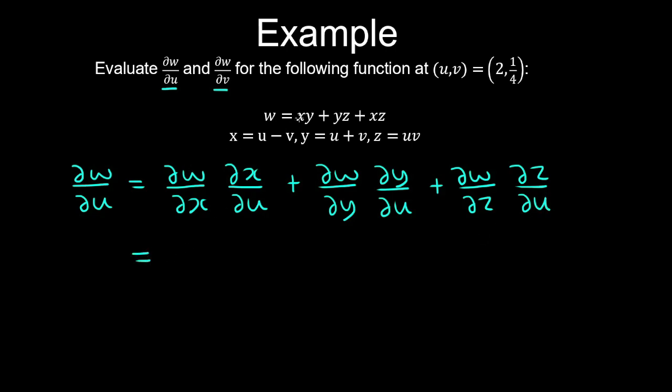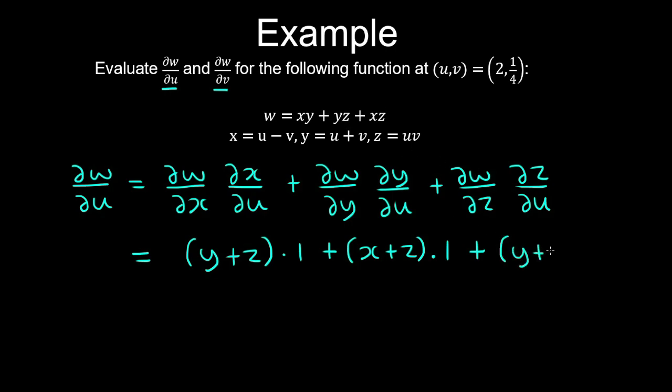So the first derivative gives y plus z, and the partial of x with respect to u is 1, plus the partial of w with respect to y, so that gives x plus z, while the partial of y with respect to u, plus the partial of w with respect to z, which is y plus x, by the partial of z with respect to u.